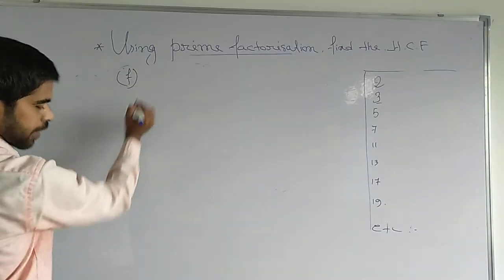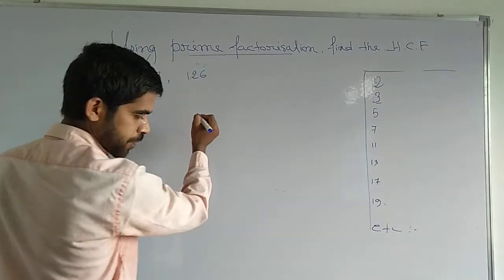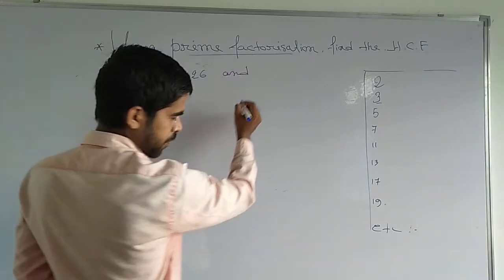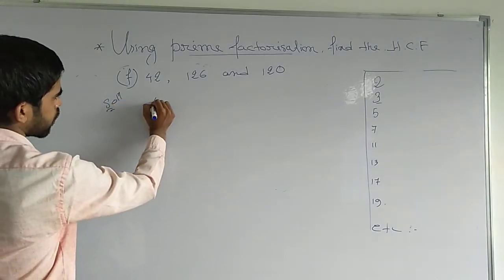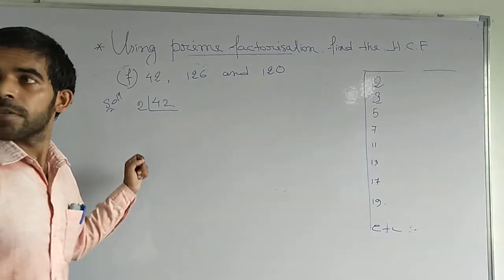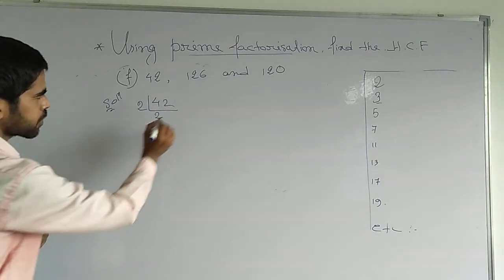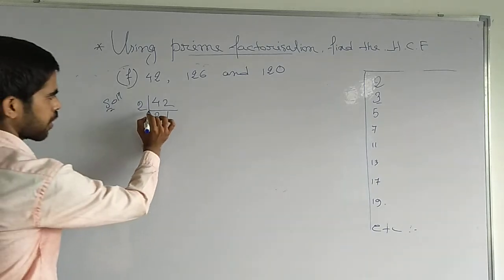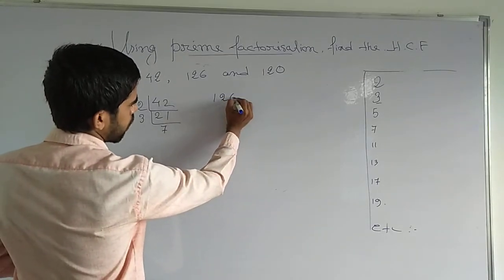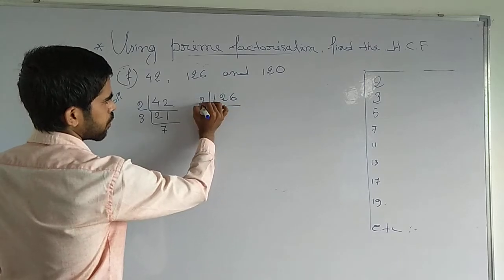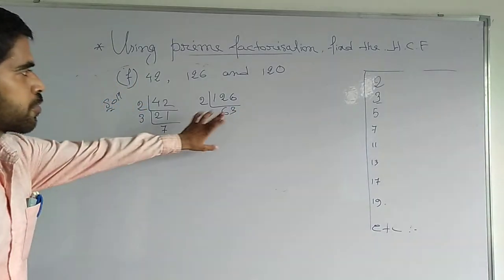Now question number F is 42, 126, 120. Okay. Now see 42. So 2 how many times in 4? 2 times. Okay. Now this 2 how many times into 2? 1 times. Okay. Now 3 sevens are 21. Okay. Now this one you see 126. 2 how many times in 12? 6 times. 2 how many times in 6? 3 times. 2 threes are 6.